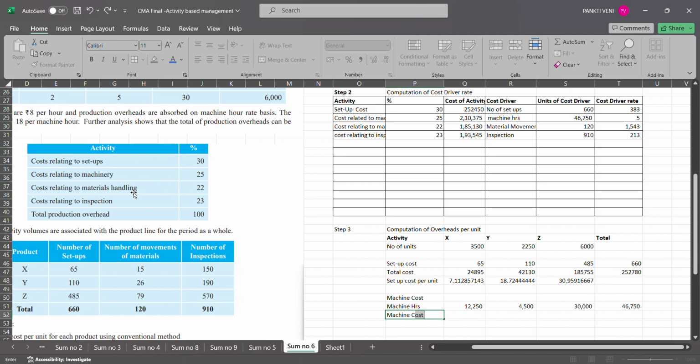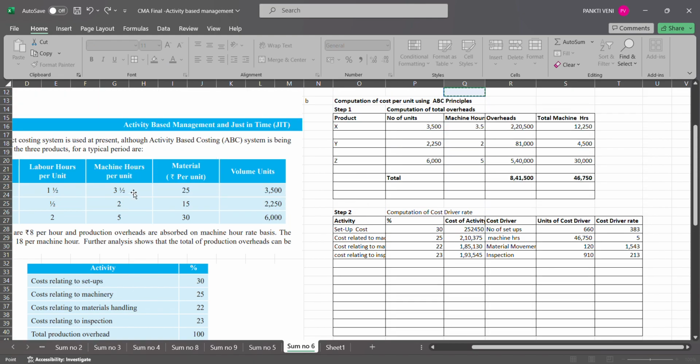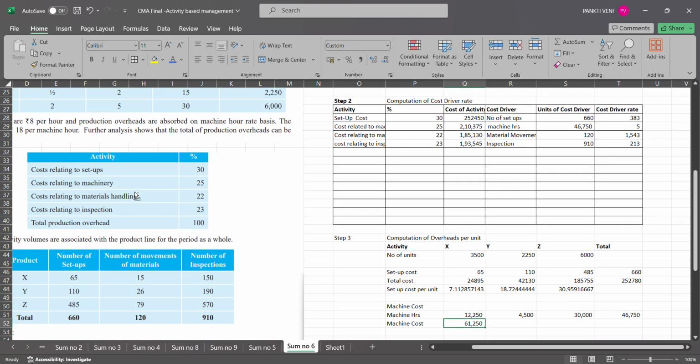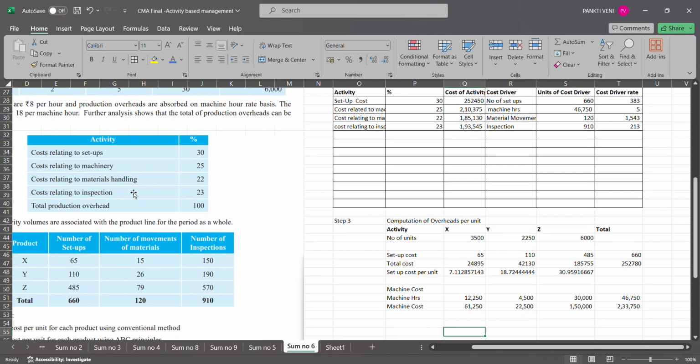Now I'll go for machine cost. So what is the cost of the machine? The cost of the machine will be equal to, we have calculated that as well. Cost of machine is 4.5. So I'll multiply, and I'll get the cost of the machine as 61,250. They are multiplying 4.5; I have rounded off, so 4.5.